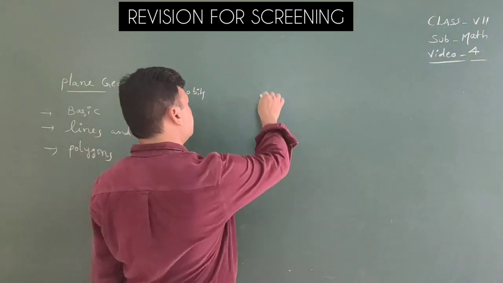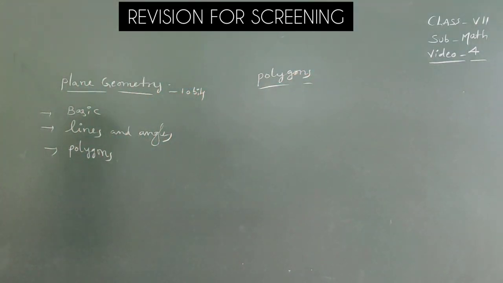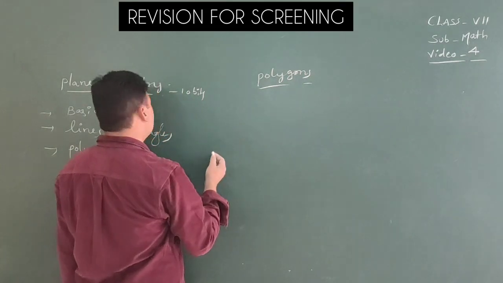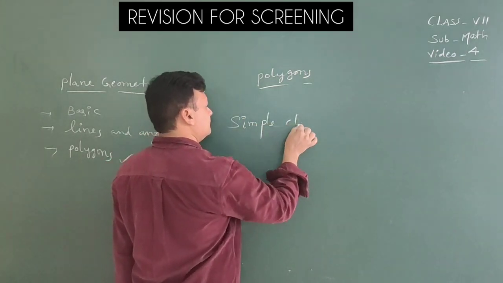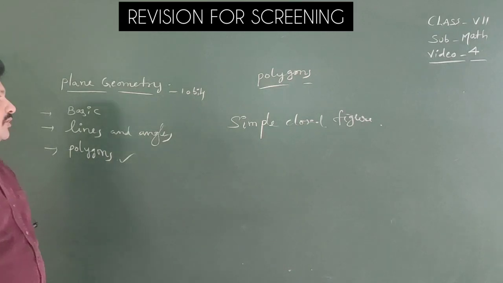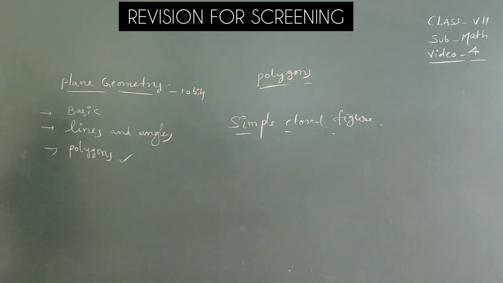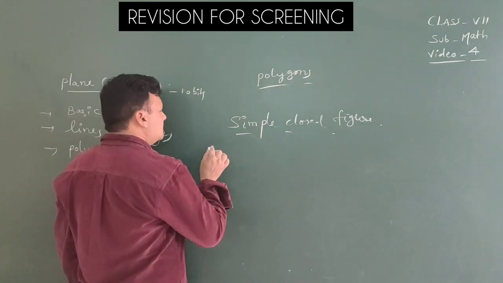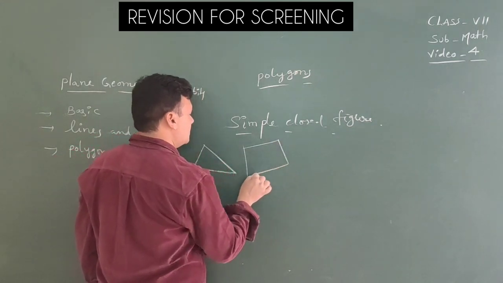Next, polygons. Next chapter is polygons. A simple closed figure bounded by three or more line segments is called a polygon. We have different types of polygons based on the number of sides. A polygon containing three sides is a triangle. Containing four sides, a quadrilateral.